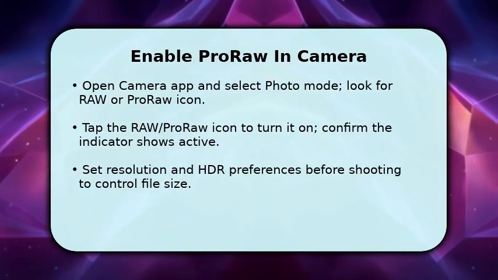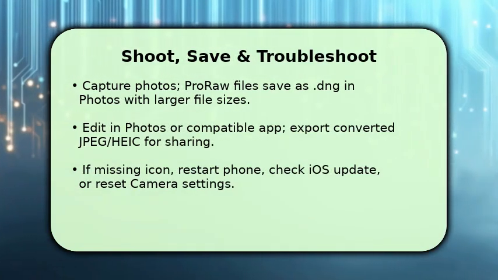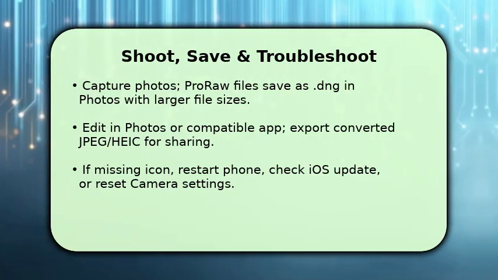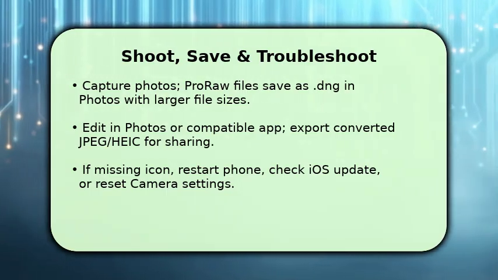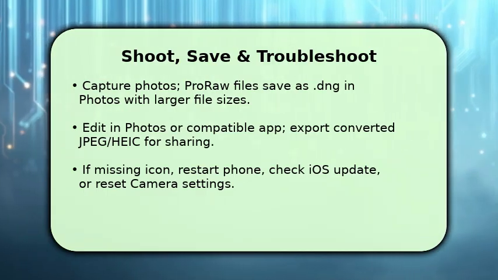Finish by taking your ProRAW photos and confirming they're saved as DNG files in Photos. Once captured, you can edit in the built-in editor or a compatible app to take advantage of the extra data. When you're ready to share, export as JPEG or HEIC to reduce file size.